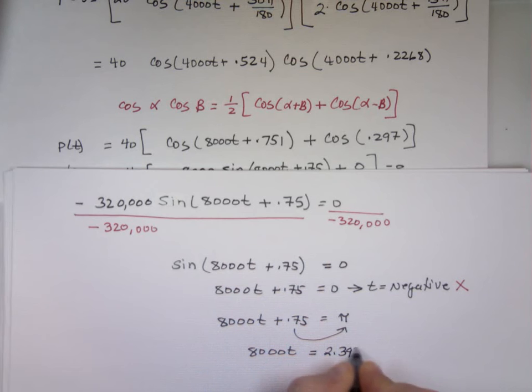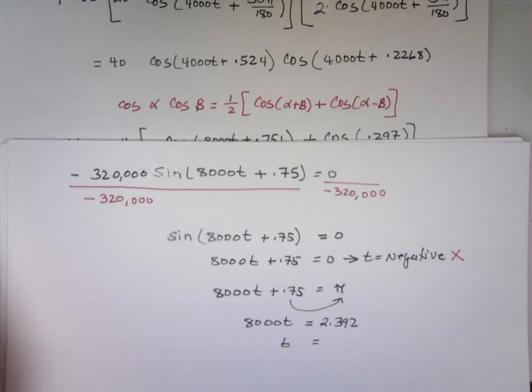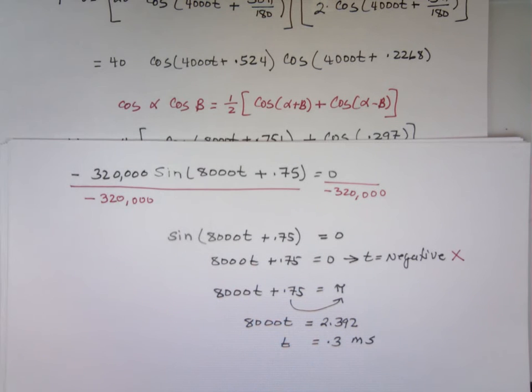.392. What is t equal to? Divided by 8,000. It is 0.3 millisecond. 0.2989, so 0.3 millisecond. At 0.3 millisecond, you will have a maximum power sent to that load in that case.